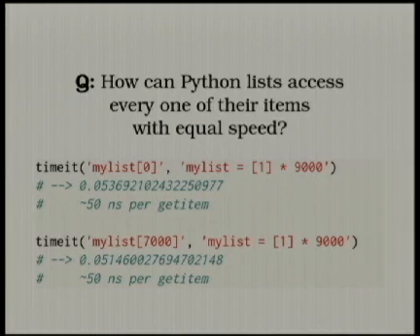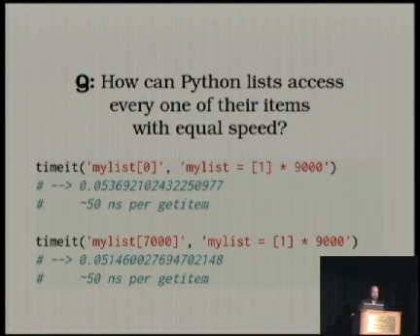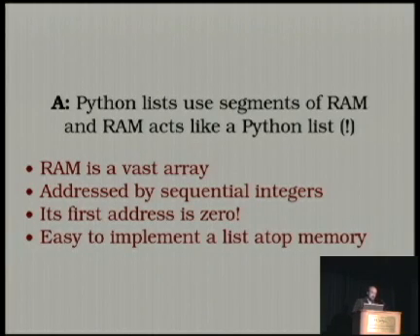How do you think, if you've never looked under the cover, can Python lists access every one of their items with equal speed? Whether you look at the first or the 7,000th item in a list, it tends to come back in a fairly constant time. The answer is that Python lists use segments, contiguous chunks of RAM in your computer, and it just so happens that RAM acts precisely like a Python list. It's a big array addressed by sequential integers. It is even zero-based, just like the list you're used to. So it was very easy for the Python people to implement lists atop RAM.